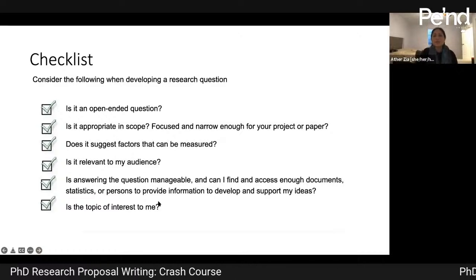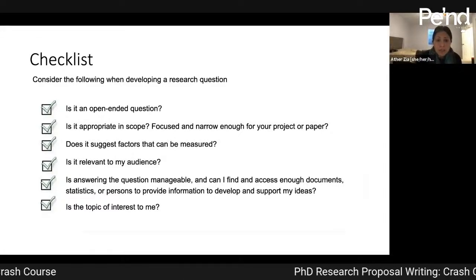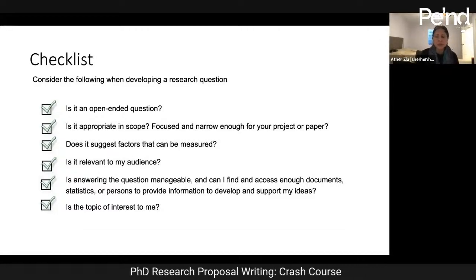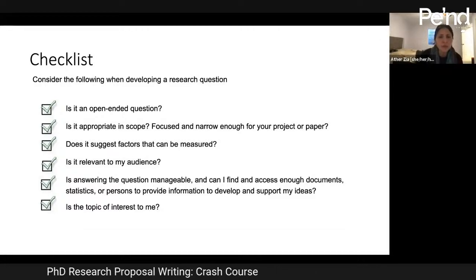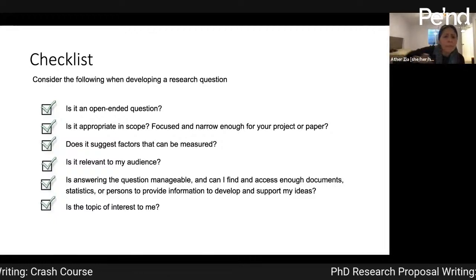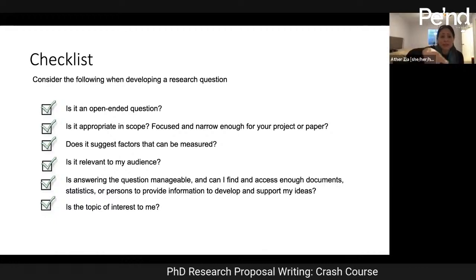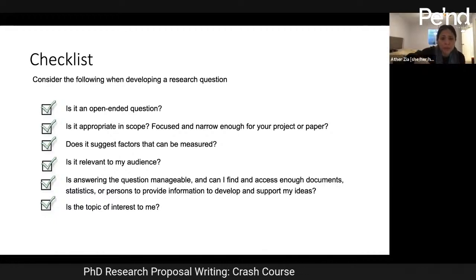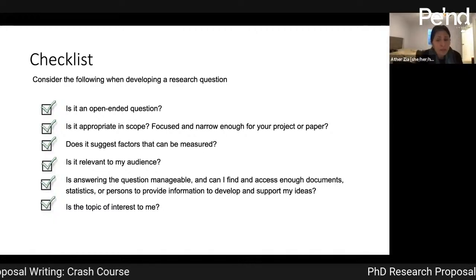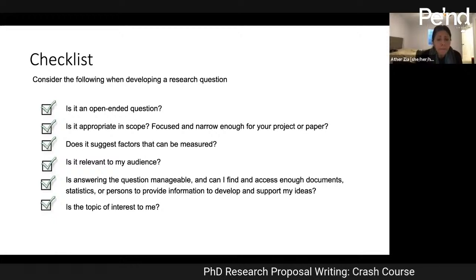So the checklist for your questions: is it an open-ended question? Is it a how and what question? Because a why question assumes that there is a cause and effect, so usually we avoid why questions, especially in a qualitative study. Then you also think about, is it appropriate in scope? I have some examples in all of this, so I'm not going to be giving examples as I go through this checklist. Is my question focused and narrow enough for the project or paper that you're writing?